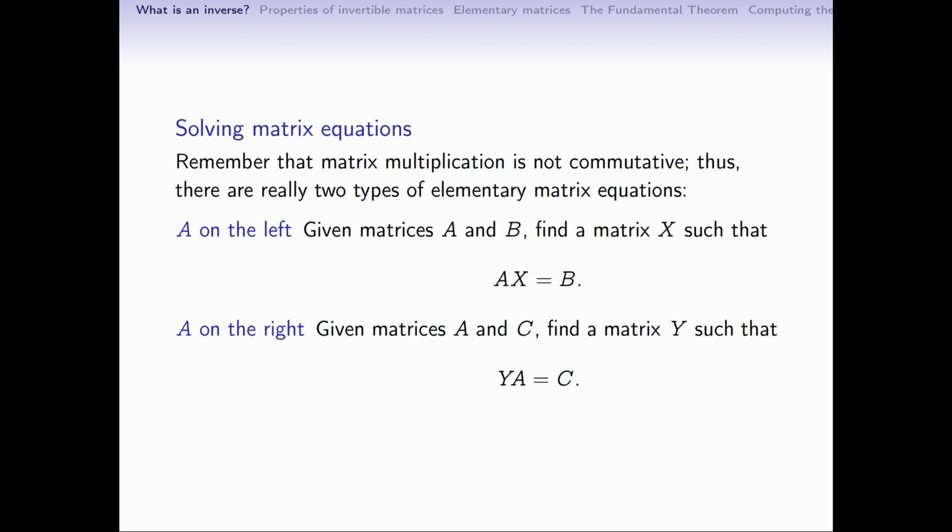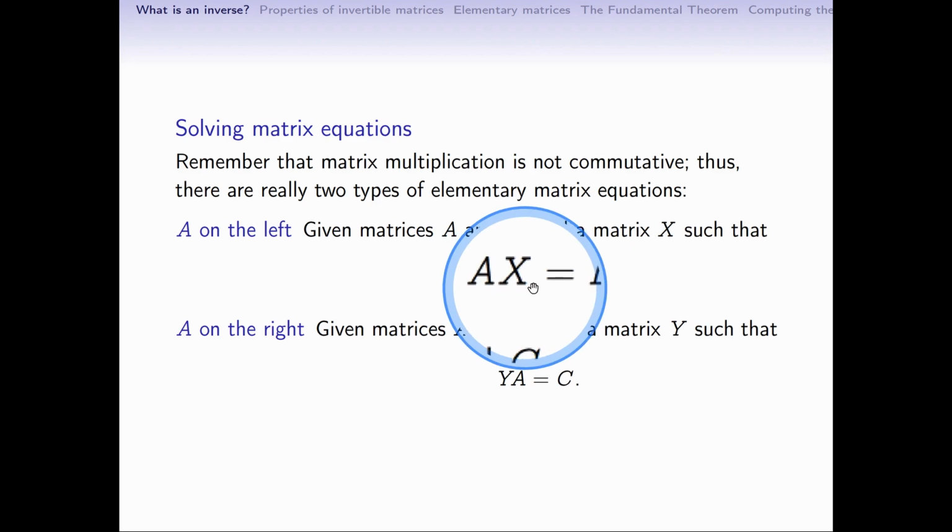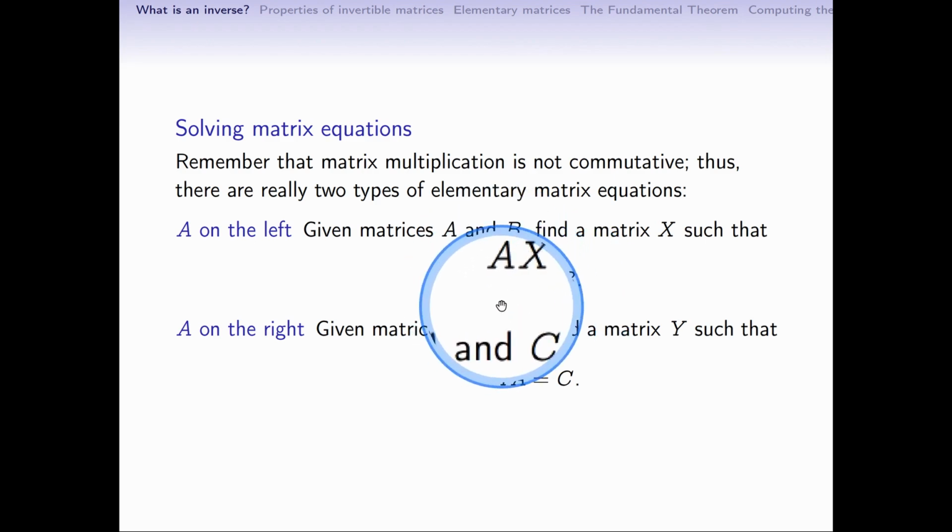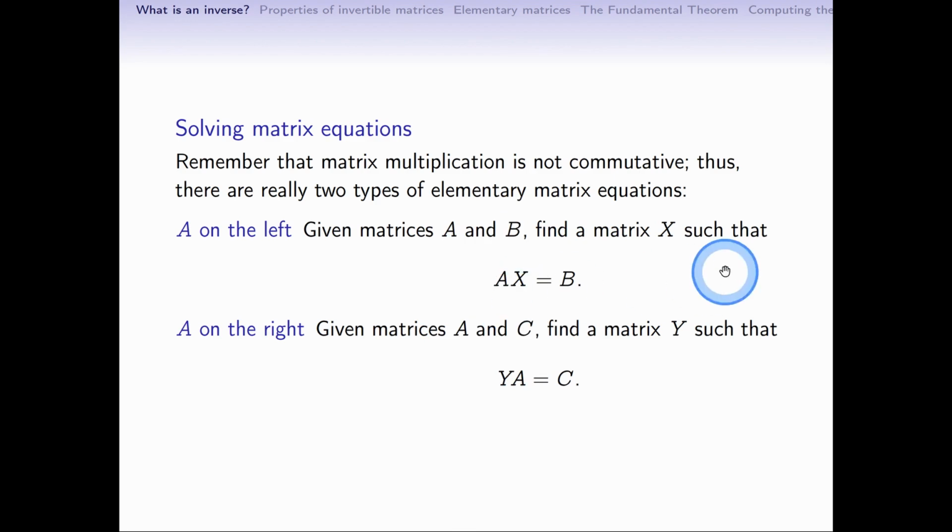Now let's think about solving some elementary matrix equations. And remember that matrix multiplication is not commutative. Thus, there are really two types of elementary matrix equations, and I'm just going to call them A on the left and A on the right. So let me explain what A on the left means. Given matrices A and B, find an unknown matrix X that satisfies the equation AX equals B. So we're solving for this unknown matrix X. We want to know what is this matrix X that would satisfy this equation, but we see the multiplication by A now is on the left. So we would have to solve the equation AX equals B.